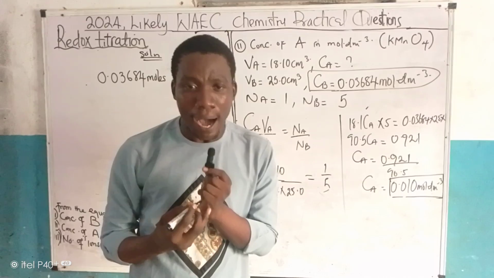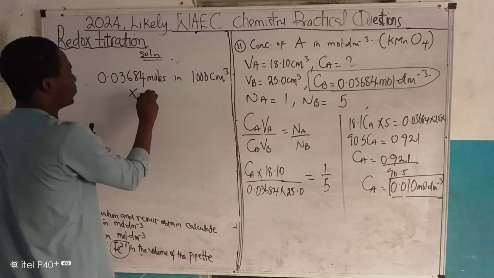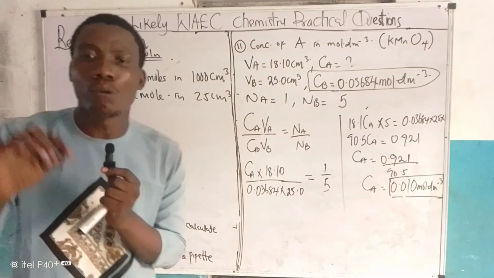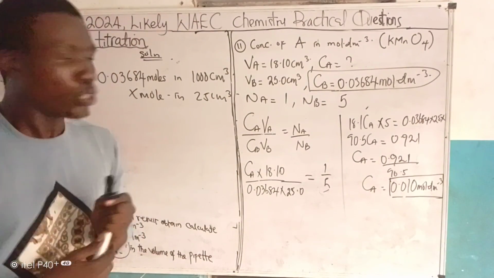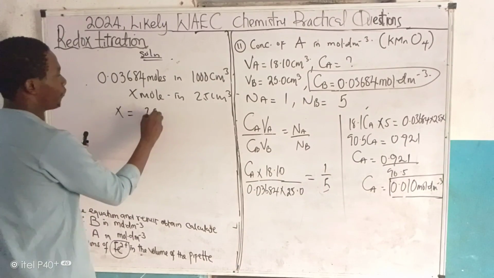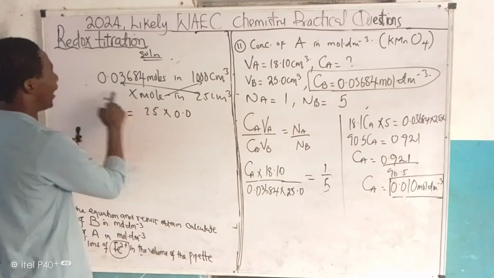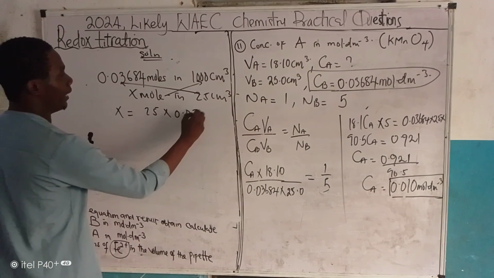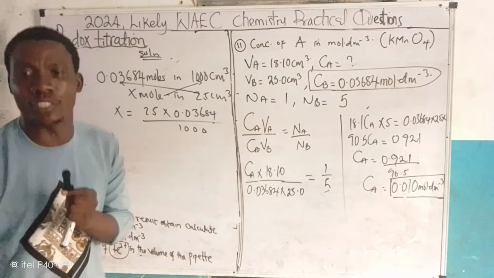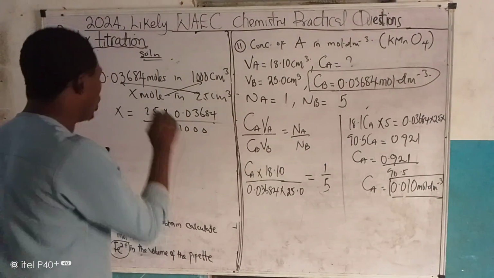So what do we do? Remember, the volume of the pipette is 25 cm3. So we can say that we have x mole in what? 25 cm3, because we are looking for the number of moles in the volume of the pipette. So what do we do? We cross multiply, so that we have x equals 25 times 0.03684 divided by what? 1000. This will give us the number of moles of Fe2+ in the volume of the pipette.